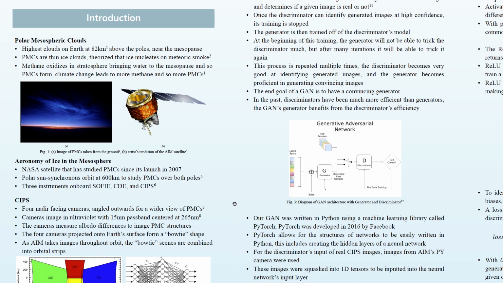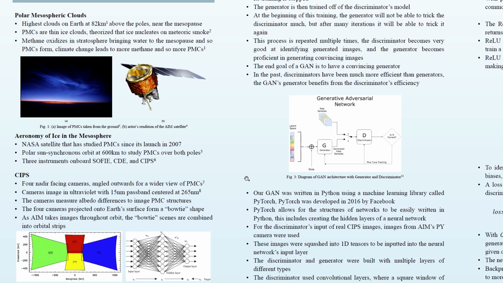This satellite has 3 instruments that are used to study PMCs. These instruments are SOFI, CDE, and CIPS. SOFI stands for Solar Occultation for Ice Experiment. This is a camera that looks through the atmosphere into the sun to study the constituents of the atmosphere at this altitude. Looking through the atmosphere into the sun gives a very high vertical resolution. I believe the resolution of this is around 1 kilometer, which is quite good.